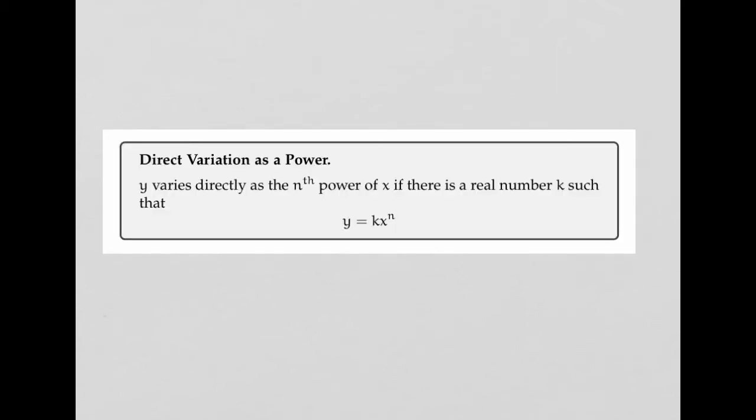Now let's generalize direct variation to direct variation as a power. We say that y varies directly as the nth power of x if there's a real number k such that y equals k times the nth power of x. Here's an example. For a body falling freely from rest, disregarding air resistance, the distance a body falls varies directly as the square of the time. If an object is dropped from the top of a tower 400 feet high and hits the ground 5 seconds later, how far did it fall the first 3 seconds?